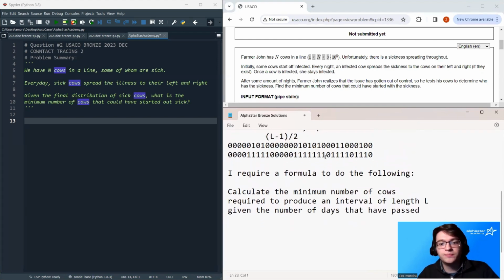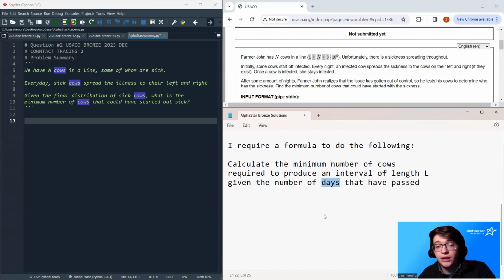It's maybe a little bit tricky to make this formula manifest out of thin air. But how you should approach this on a real USACO exam is to work through it by hand, right? So you'd write down, okay, this is my interval. How many cows do I need to cover it? Okay, that seems reasonable. And then you keep moving on. You run through many, many sample cases until you get an intuition for how many cows you need in order to produce the given length interval, given the days that have passed.